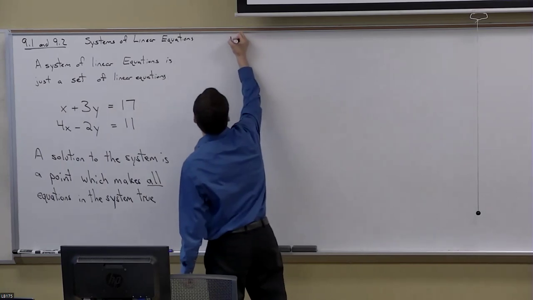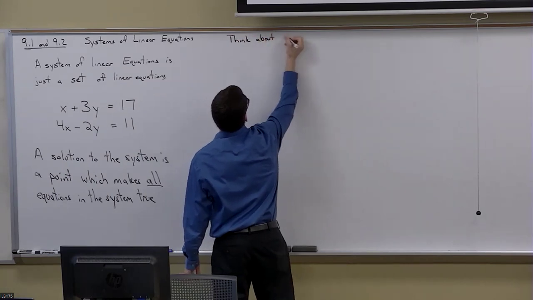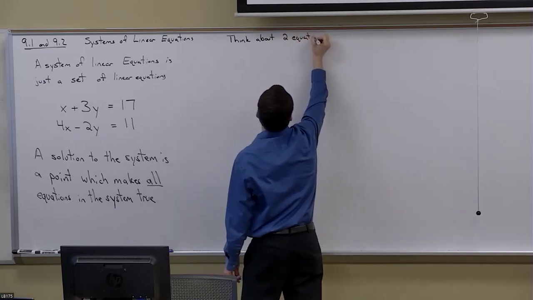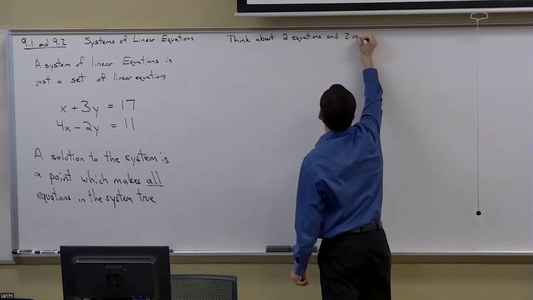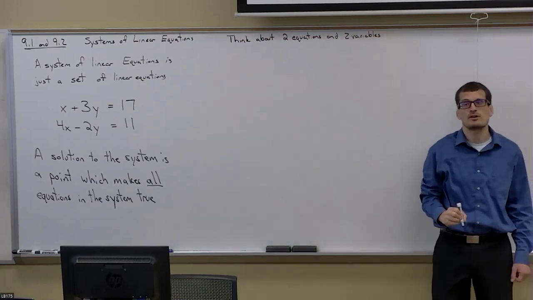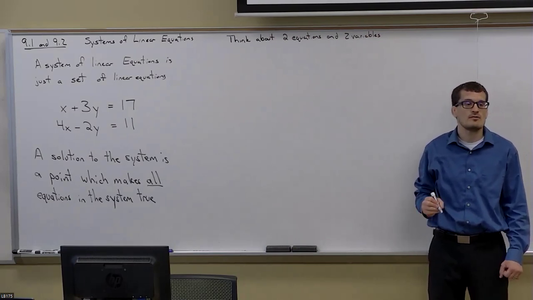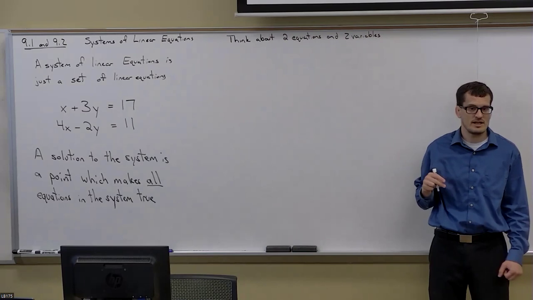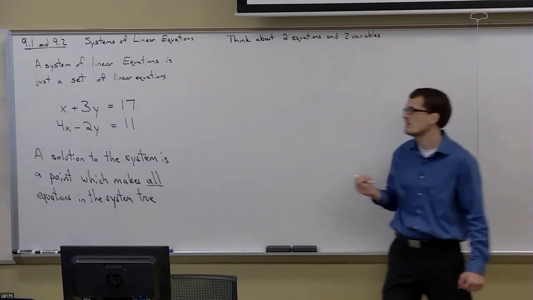And we're going to think about having two variables and two equations. If I have two variables and two equations, that means I have two lines and I have two dimensions. So I have two lines in the Cartesian coordinate plane.